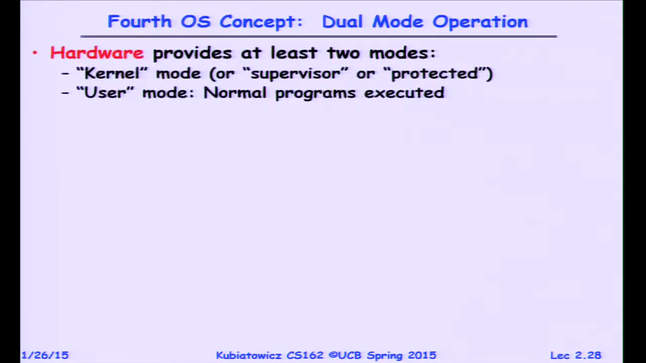So the fourth concept I promised you for today is dual mode operation. And I just want to say a little bit about this. This is the hardware itself on typical processors today. Provide at least two modes, kernel mode and user mode. Kernel mode is the mode in which basically everything is fair game and the operating system runs in kernel mode. User mode is going to be the mode that processes run in, with restricted privileges.